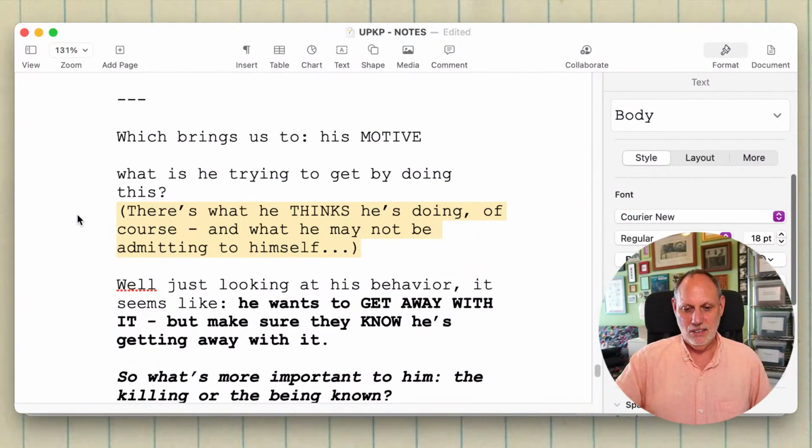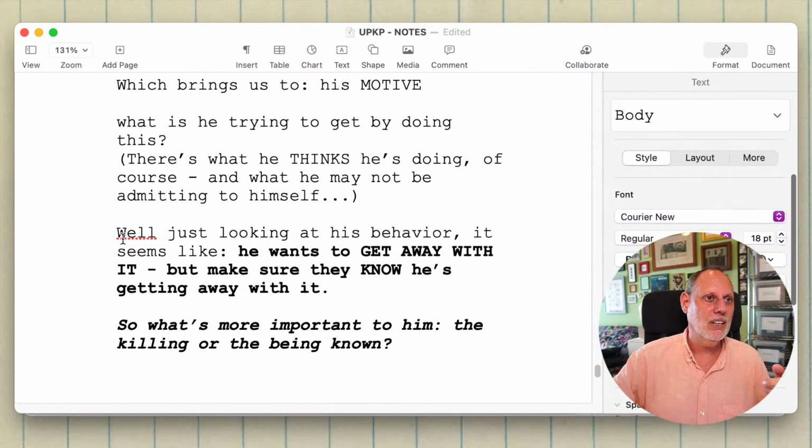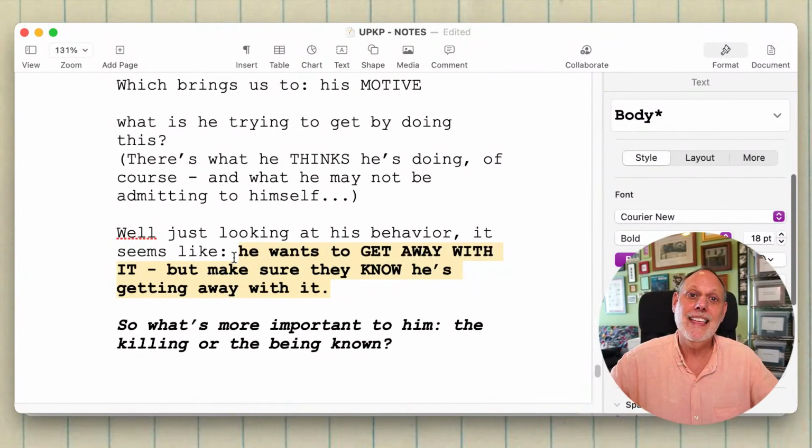Just think about all the times in your life that you have watched someone do something and they've said, I'm going to do this because it's going to make the world a great place. And you're thinking, you're going to do this because you want to be famous. In that case, by the way, similar to this, clearly he wants to get away with it, because he's working very hard not to get caught. But at the same time, he wants to make sure they know he's getting away with it. Okay? If you analyze his actions, you can understand his character.